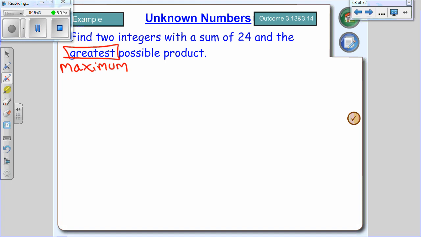The first sentence creates the equation for you. 2 integers, I should use blue. What are those integers? x and y. We don't know what they are, right? There's two integers. You have x and you have y. With a sum, what is sum? Sum means addition. So, two integers with an addition, x plus y, of 24 equals 24. There's two integers with a sum of 24.